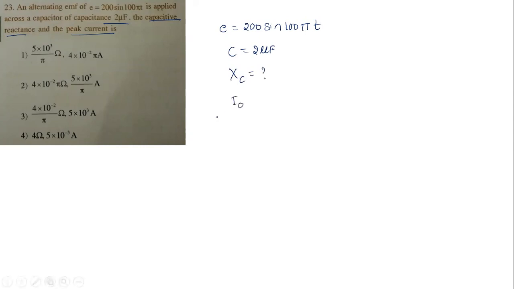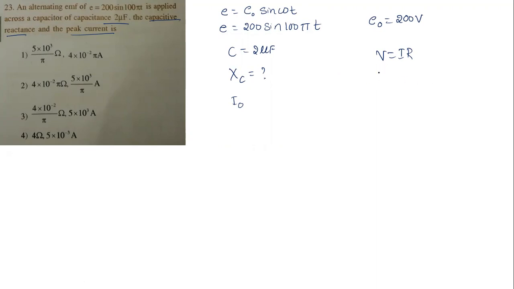I naught. Now if I write this equation in a normal way, the EMF E is given by E naught times sine omega t, correct? Where E naught is 200 volt. Now we know from Ohm's law, V equal to current into resistance. Since it is a pure capacitive circuit, only a capacitor is there, then I can write now.